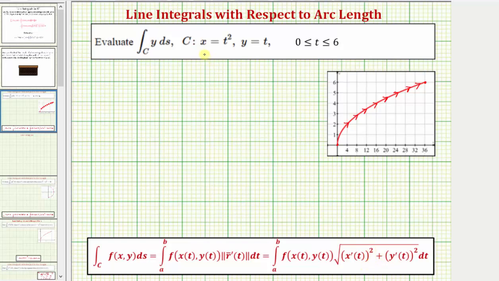Now sometimes the curve C is given as a vector valued function, so if it was given as r of t, we can also say that differential s is equal to the magnitude of r prime of t dt. Now before we evaluate this line integral, let's look at this graphically in 3 dimensions.